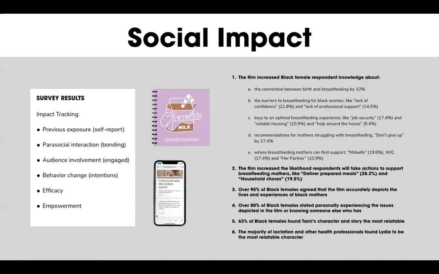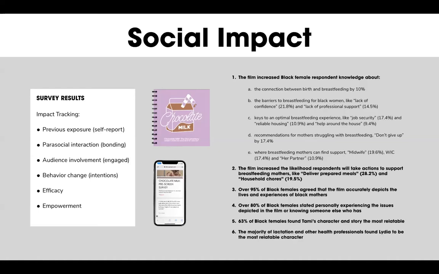Now, here are some of the results on the right-hand side. Number one, the film increased Black female respondent knowledge about the connection between birth and breastfeeding by 10%. The barriers to breastfeeding for Black women, like lack of confidence, increased by 21%. Knowledge of the lack of professional support being a barrier for Black women increased by 14.5%. Another thing that increased in terms of respondent knowledge were the keys to an optimal breastfeeding experience. More women, 17.4% more women cited job security, 10.9% more women cited reliable housing, and 9.4% more women responded that help around the house were keys to an optimal breastfeeding experience.